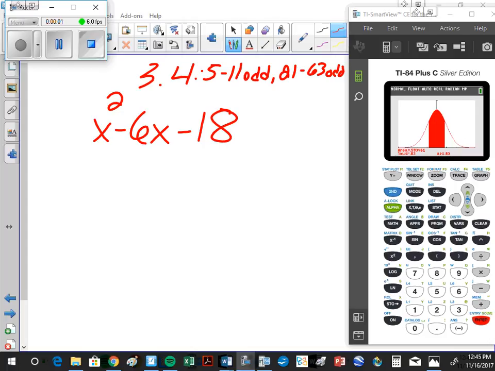Today we're doing 3.4, 5 through 11 odd, and 21 through 63 odd. I don't think we're going to get through all of it in one day.